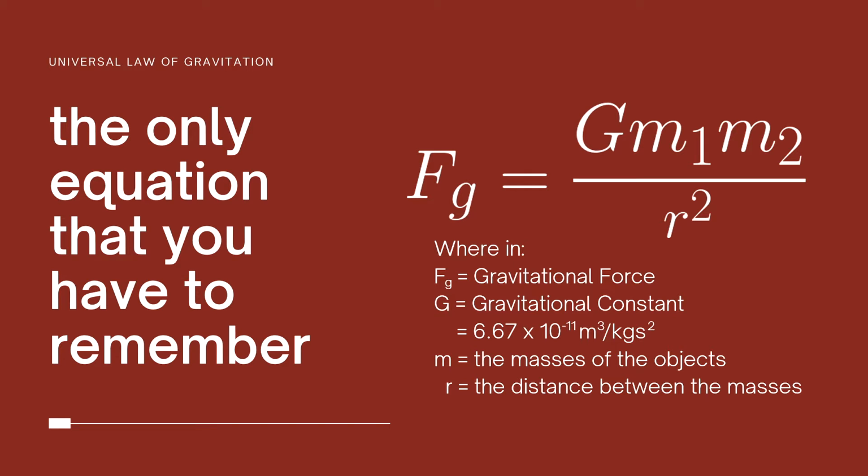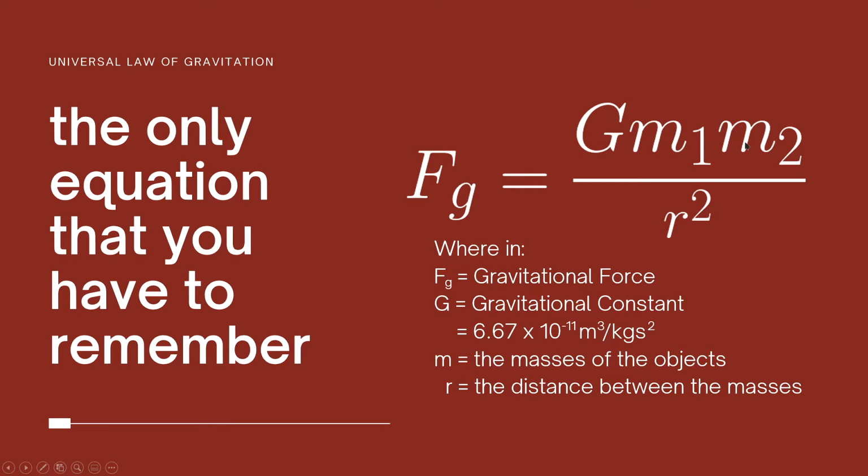So this is basically the only equation that you have to remember. That's that easy. So you have this equation, and these values here are all multiplied. On the left hand side you have force, or specifically gravitational force. Then on the numerator you have the gravitational constant and the masses of two objects.